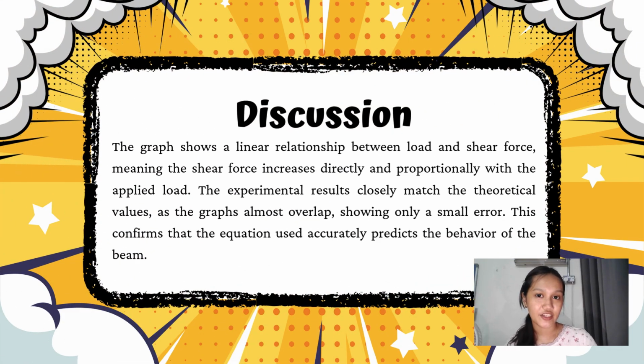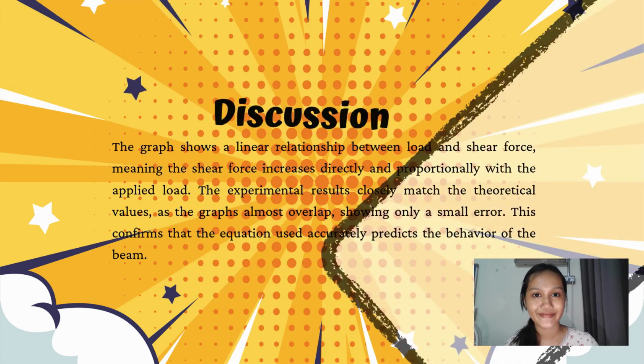As for the discussion part, we have discussed in our group that the graph shows a linear relationship between the load and the shear force, meaning that the shear force increases directly and proportionally with the applied load. The experimental results closely match the theoretical values, which means the graphs almost overlap, showing only small errors. This confirms that the equation used accurately predicts the behavior of the beam.